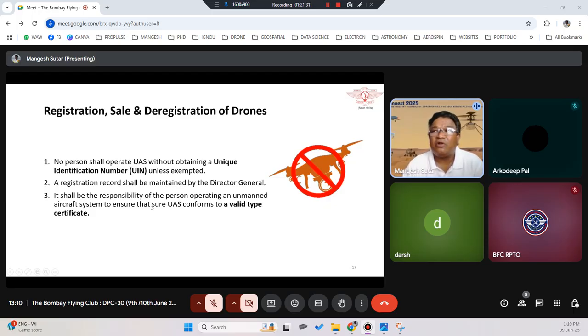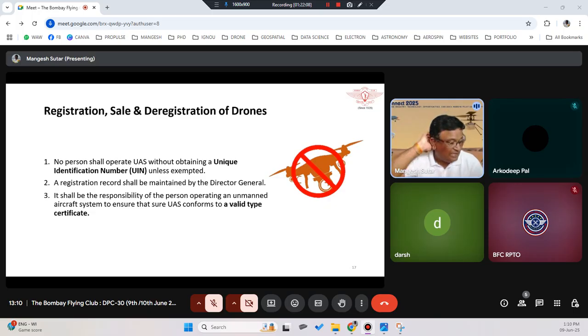The registration record, when you register the drone, will be maintained by the Director General of Civil Aviation or DGCA. Like how you registered your car, your car registration is available with the RTO, right? Same thing for drones also, DGCA will maintain that registration record. They will have a record and they will give you the UIN number, okay? It is the responsibility of a person operating an unmanned aircraft system to ensure that the UAS conforms to a valid type. That means ideally they are saying the drone registration has to be for a valid type certificate drone.